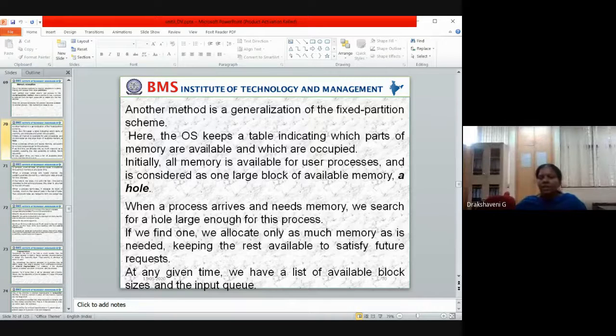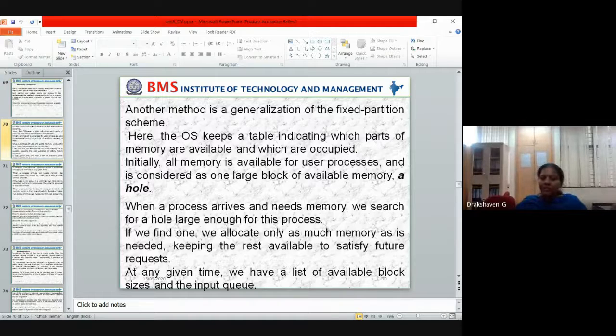So here it is, how it is divided. Here the OS keeps a table indicating which parts of memory are available and which are occupied. Initially, all memory is available for all users. So initially, the complete memory is free, and that is considered as one large block of memory, which we call a hole.